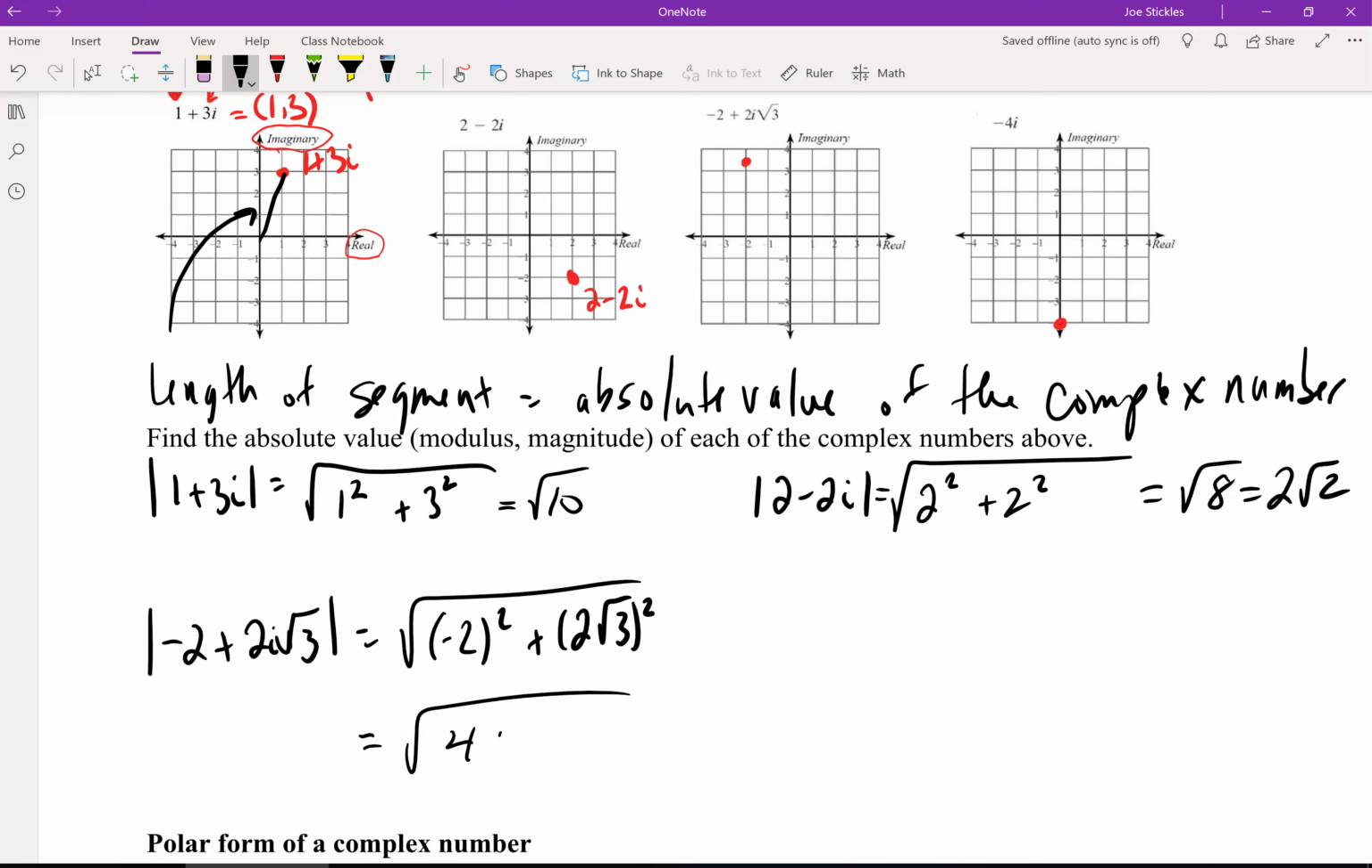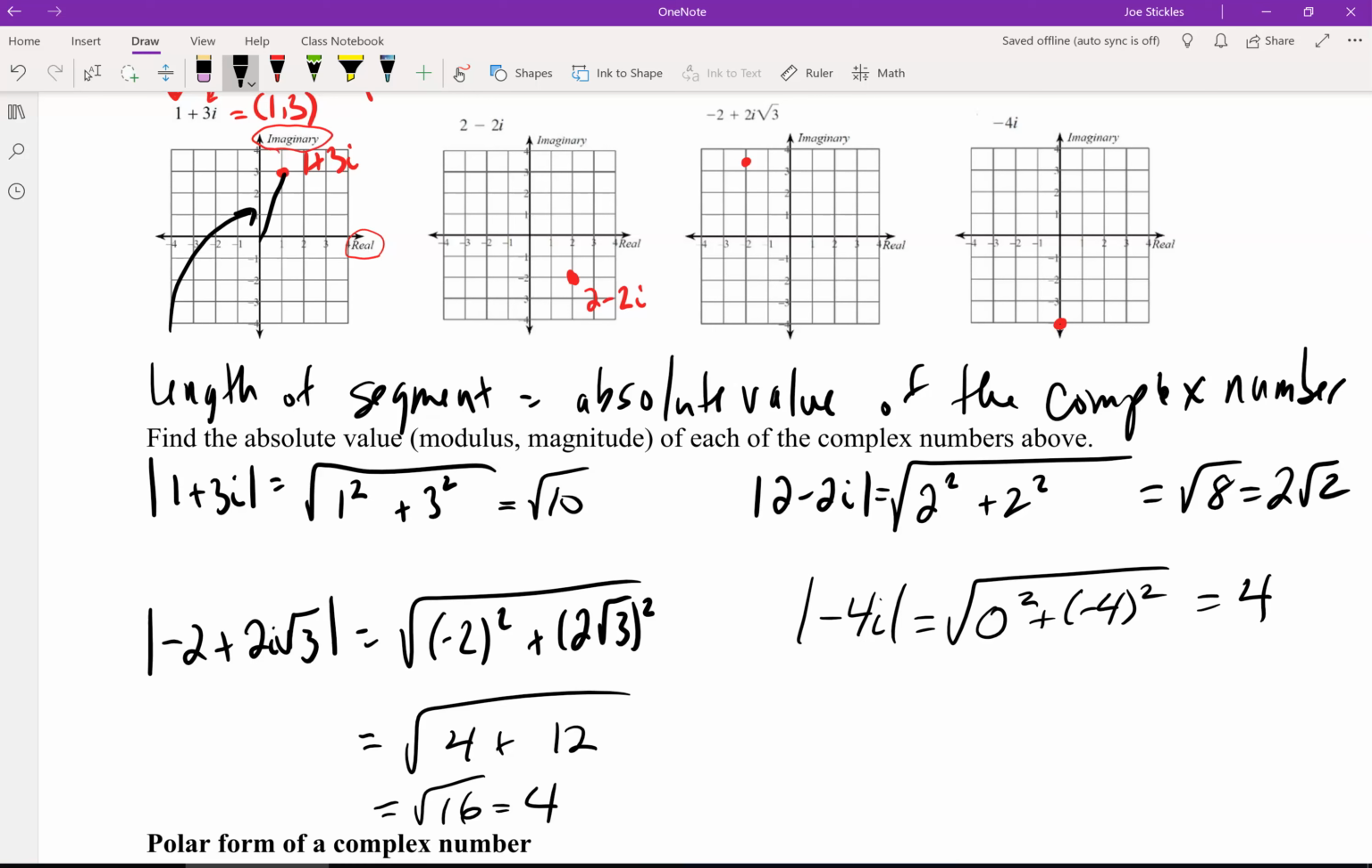2 squared is 4. 2 squared is 4 times root 3 squared is 3. So that's times 12. That gives us square root of 16, which is 4. And finally, the last one. This one, you don't even necessarily have to plug into the formula. You can just count units, right? This is 4 units below the x-axis, or 1, 2, 3, 4 away from the origin. So I can just get 4. But if you like to use the formula, 0 squared plus negative 4 squared, it definitely gives me 4. So that's the modulus, the absolute value of a complex number.